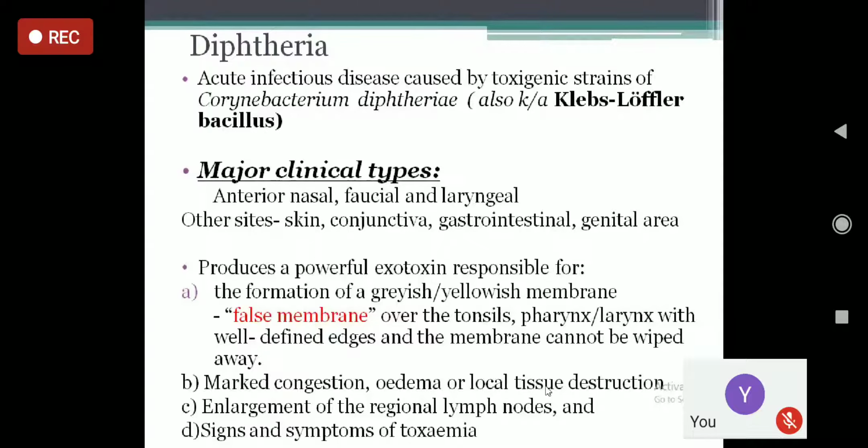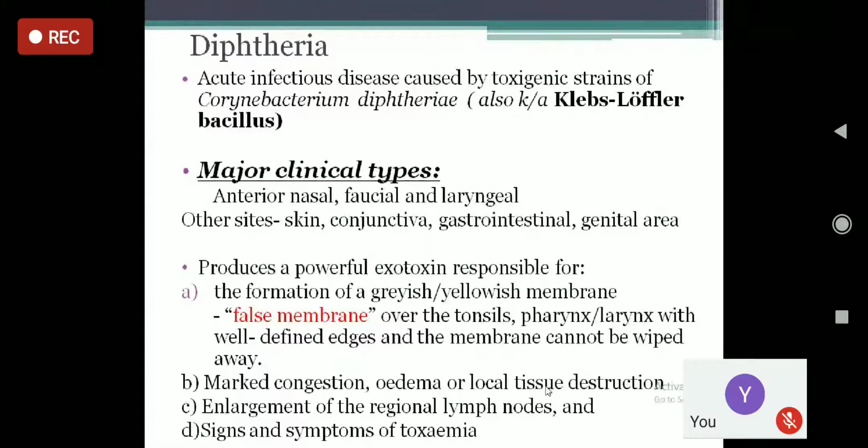And how does Corynebacterium diphtheria affect? It's the toxic strains of Corynebacterium diphtheria. So it produces a very powerful exotoxin, which is responsible for the formation of a grayish or yellowish membrane over the tonsils. These grayish or yellowish membranes are known as false membrane. It looks like a membrane, but it's not a true membrane. It's a false membrane produced by the exotoxins of Corynebacterium diphtheria.